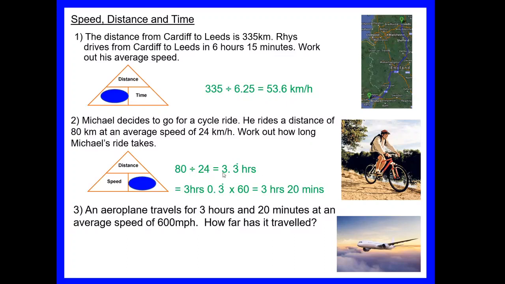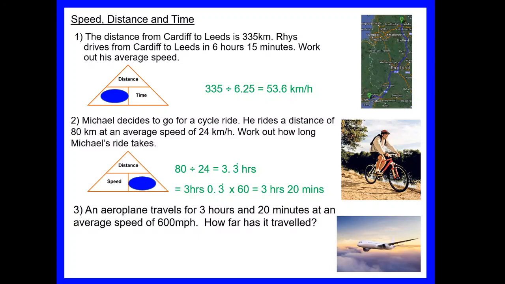Okay, so 80 divided by 24 gives us 3.3 recurring hours. So my calculator gave me this little dot above this 3. So that's 3.33333, etc. So I need to change that now into hours and minutes. We don't usually give a time like this in decimalised hours. So we've got our 3 hours, our 0.3 recurring. So we're going to use our recurring button again in our calculator, times 60 to change from hours to minutes. Gives us 3 hours and 20 minutes.